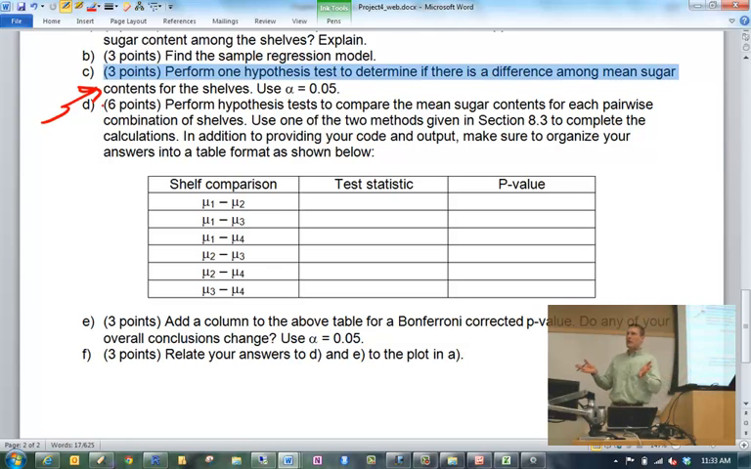And then typically in situations like this, if you reject, then you want to determine, well, what caused it to reject? Which shelves are actually different? And so that's the purpose of part D. What I want you to do is do all pairwise comparisons of the mean sugar contents for these shelves. How can you do this? Well, one way is to use the multcomp package that we just talked about earlier today. Another way is that you could fit the model using all the defaults, and you will get the corresponding test statistics for those 3 top tests.